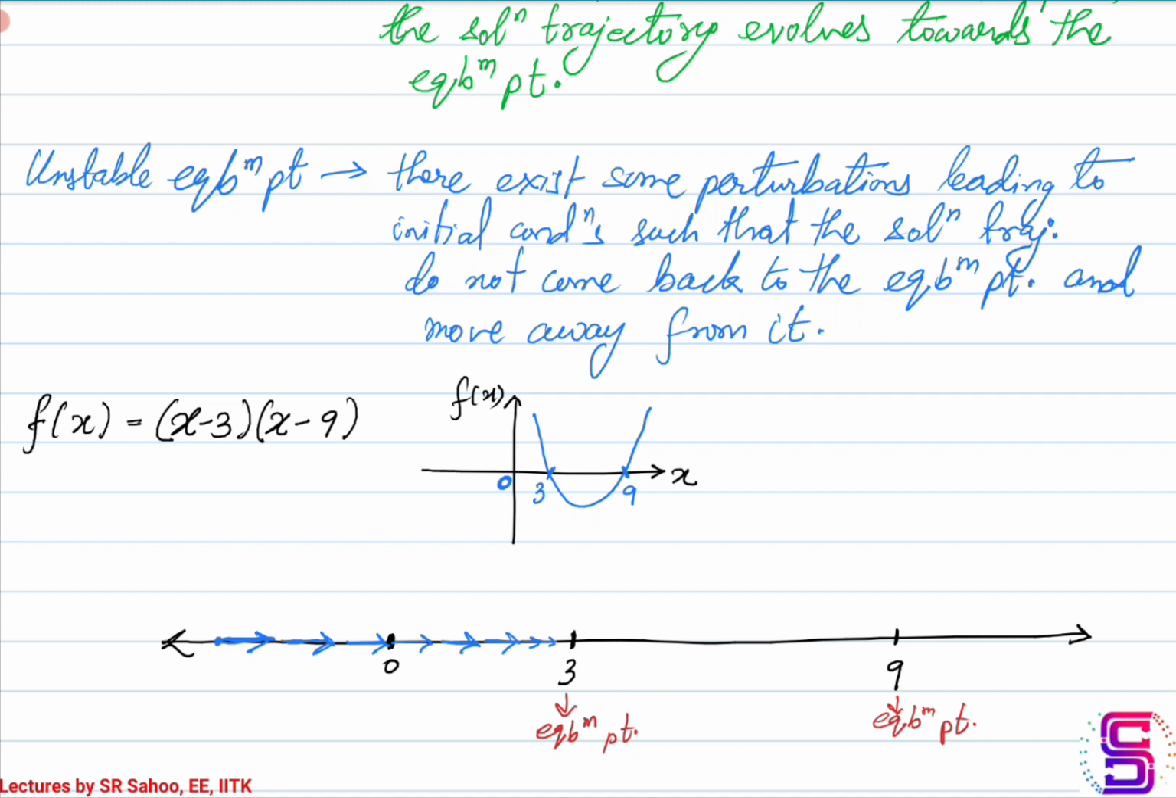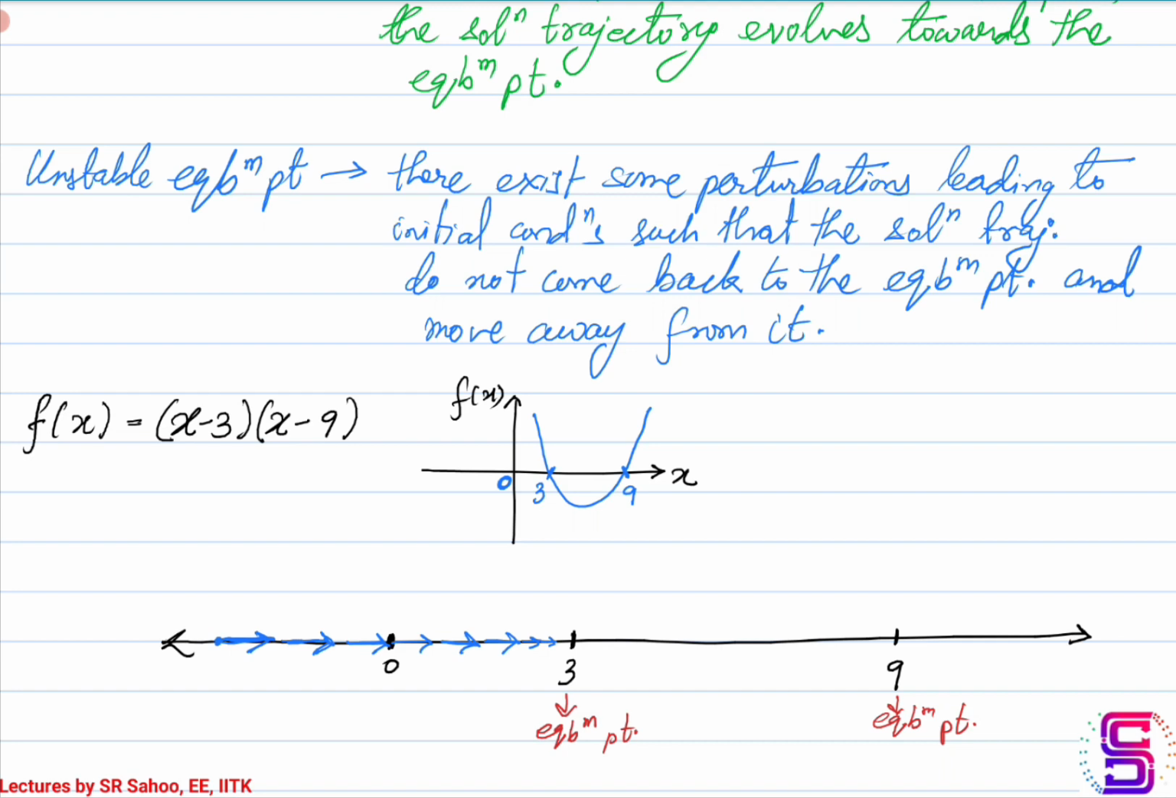What happens to the points between 3 and 9? For those points, f of x takes a negative value. So x dot is negative, which means for any point that you choose between 3 and 9, the arrows will actually point towards the left, towards 3. All the arrows will point towards 3.